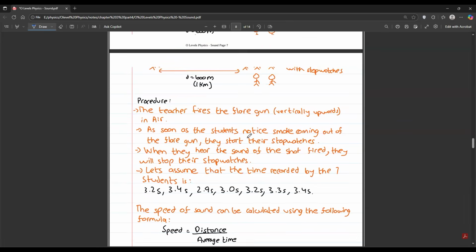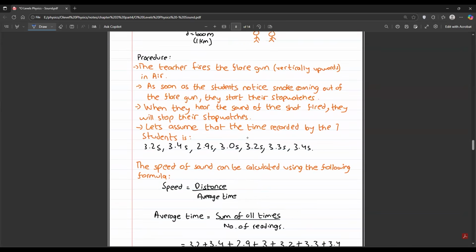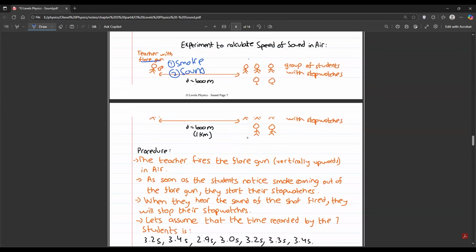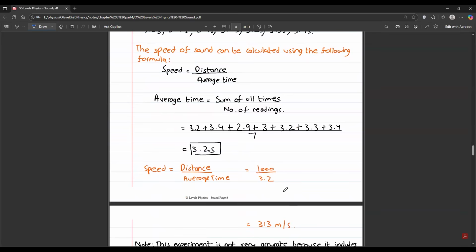टाइम आ गया, उसके बाद आपने क्या किया? एवरेज टाइम निकाल लिया of all this. Then what else did you do? You measured the distance between the teacher and the student. That comes out to be 1000 meters. Distance आ गया, average time आ गया, divide कर दिया, speed of sound आ गई बेटा. Simple. This was the first method to calculate the speed of sound.